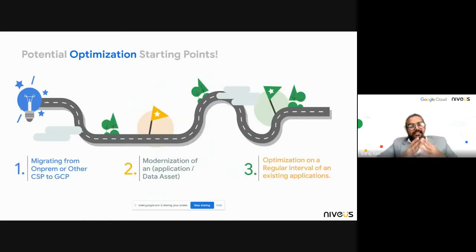So once we understand that there is cost wastage happening within my cloud organization, what are the various potential starting points to the optimization, right? It's not just before coming into the cloud, or just after coming into the cloud, right? There are various starting points that we can look at, and how Niveus can help customers in optimizing this cloud wastage at various intervals. That is one, migrating from on-prem or other CSPs to GCP, right? Or if you are in the phase of modernizing an existing application in the cloud, or optimization can also be done at a regular interval for your existing application, which is already deployed on the cloud, right?